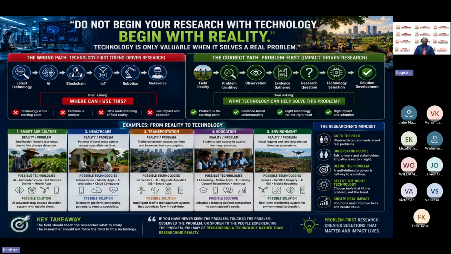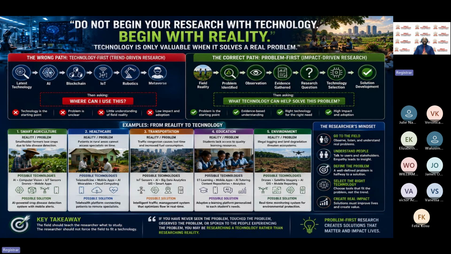I agree, technology is first. Machine learning, AI, that is a trend of the time. I agree with that. It is good to do trend-driven research, but you have to check. As a research scholar, you have to check where you can use this. Because the latest technologies in AI, blockchain, IoT, robotics, malware, everything attracts you. Robotics is a buzzword, AI is a buzzword, AI integrated with robotics, along with IoT, everything is a buzzword. But don't put technology as the first starting point.